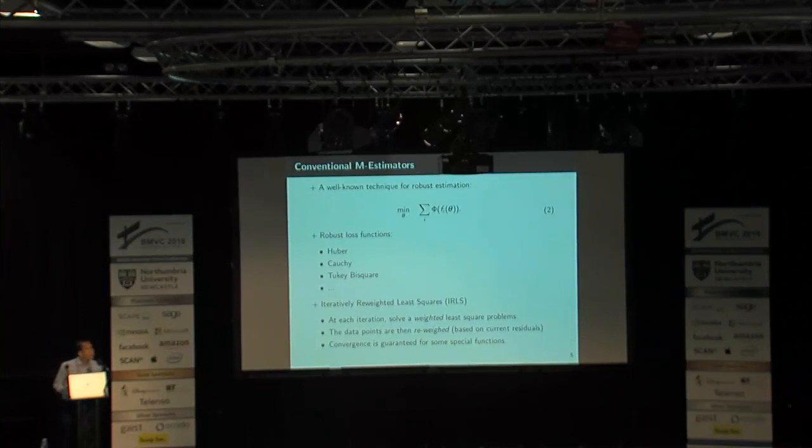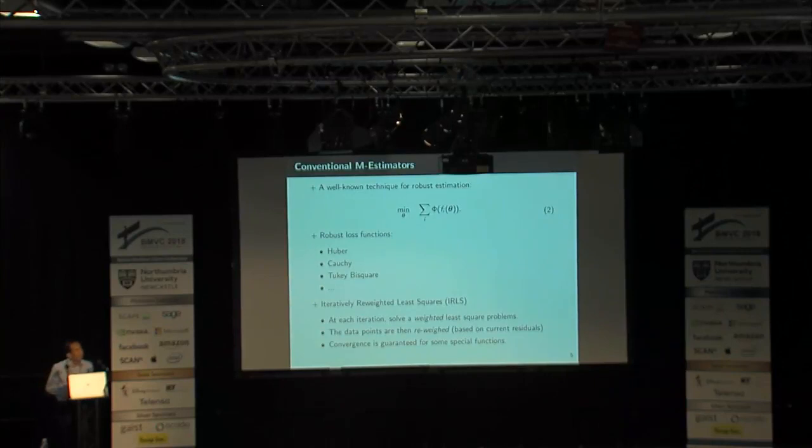Our work strongly resembles the conventional M-estimators, which again is a well-known technique in robust estimation. In order to encourage the inliers and discourage the outliers, M-estimator introduces robust loss functions, which can be chosen from a variety of functions, for example, Huber loss function, Cauchy, or Tukey. When expressed in terms of the optimization problem shown in this slide, iteratively reweighted least squares is a well-known technique to solve M-estimators.